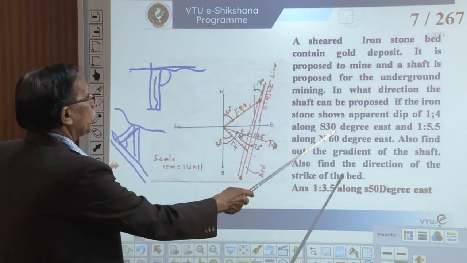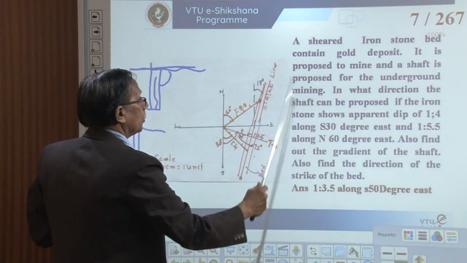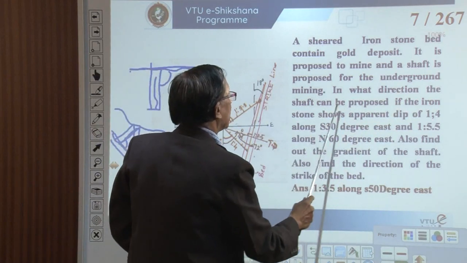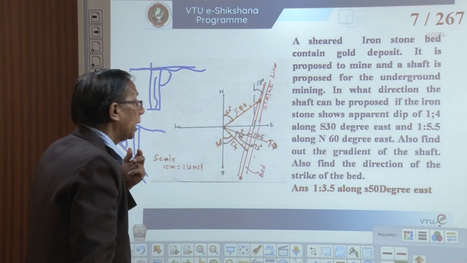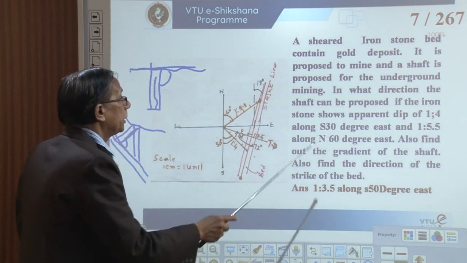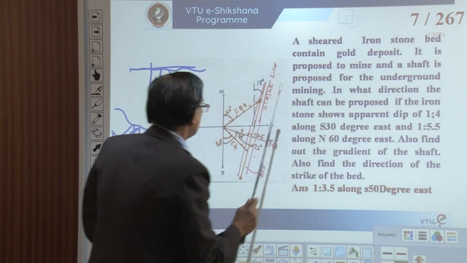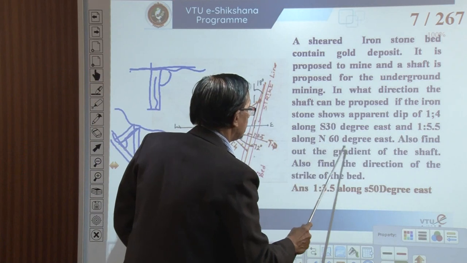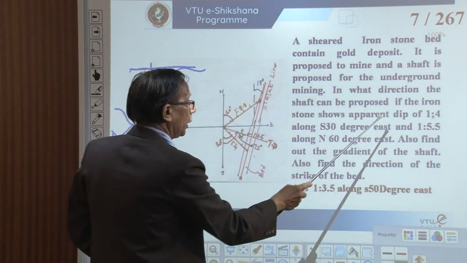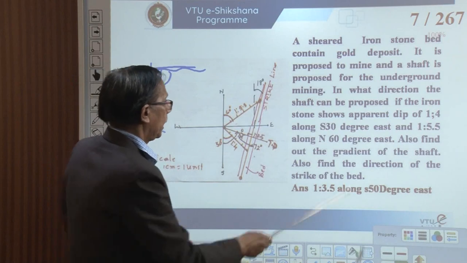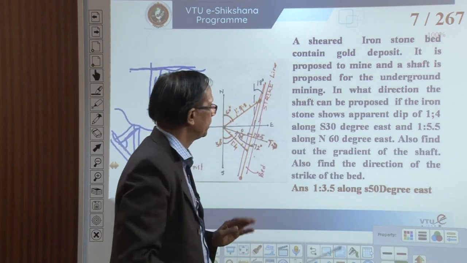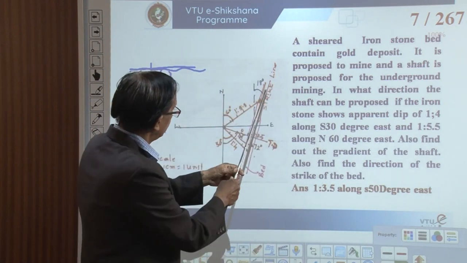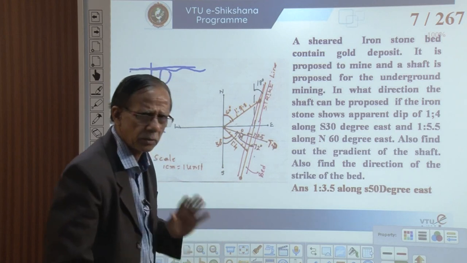So, it is proposed to have underground mining. Therefore, we have to have a shaft. In what direction can the shaft be proposed? If the ironstone shows an apparent dip of 1:4 along south 30 degree east and 1:5.5 along north 60 degree east, we have two apparent dips, nothing else. Also find out the gradient of the shaft. Also find the direction of the strike of the bed. Simple.